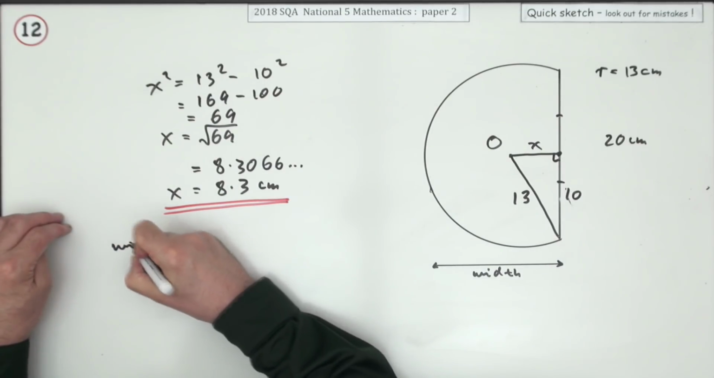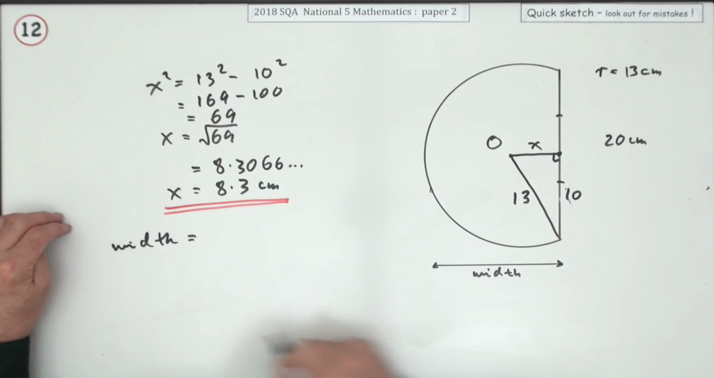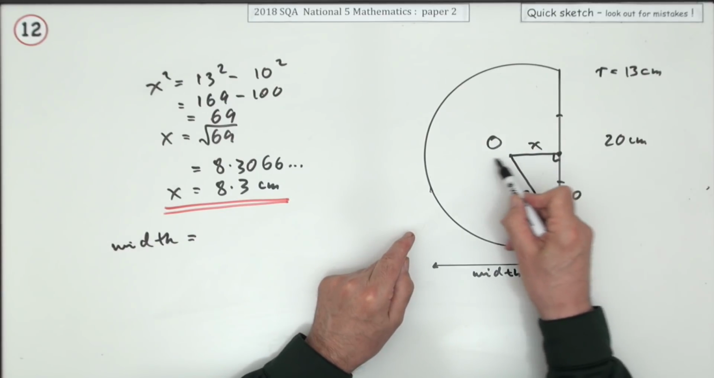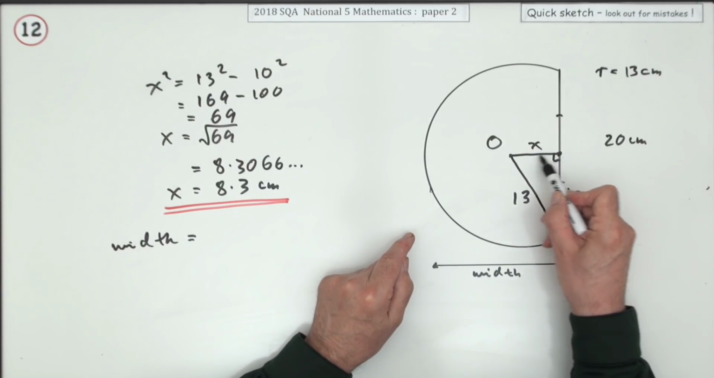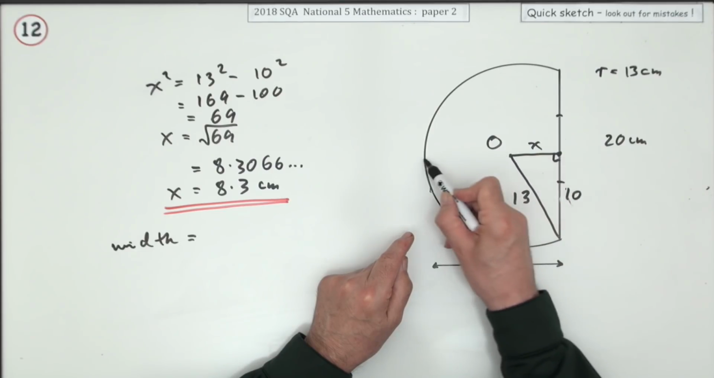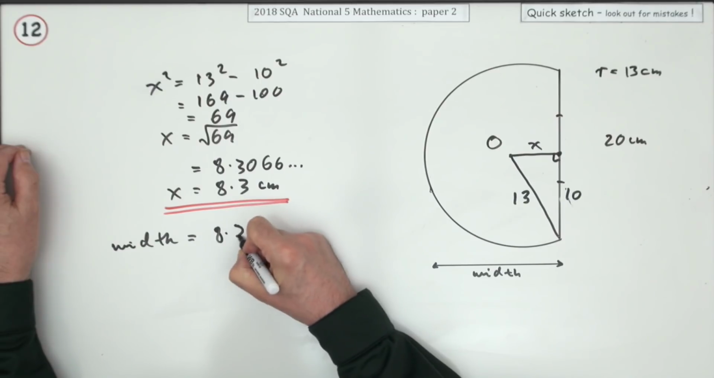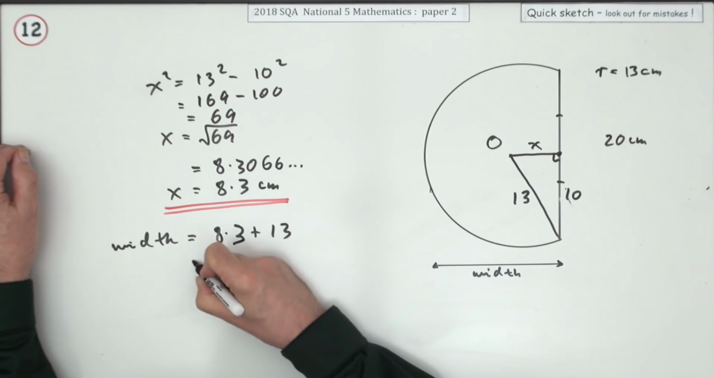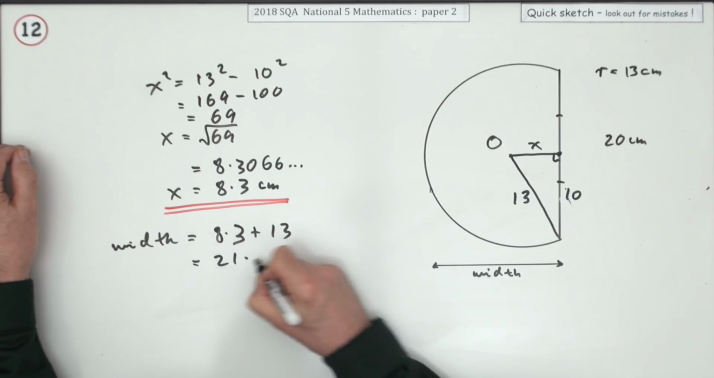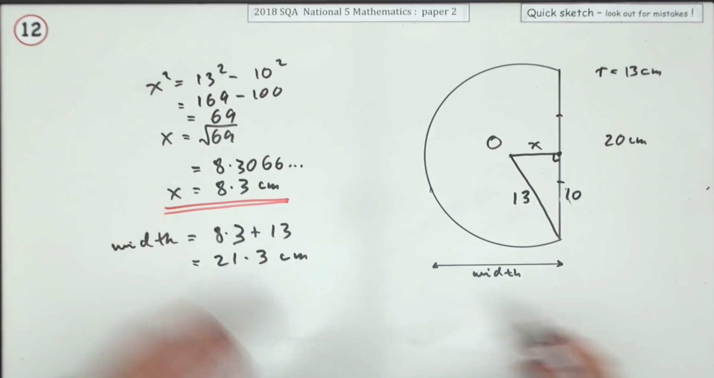So what is the width? Well, the width would be from here all the way through. It's 8.3 to the centre, and from the centre to any point on the outside is the radius. So it'll be 8.3, plus the 13. So that's 21.3 centimetres.